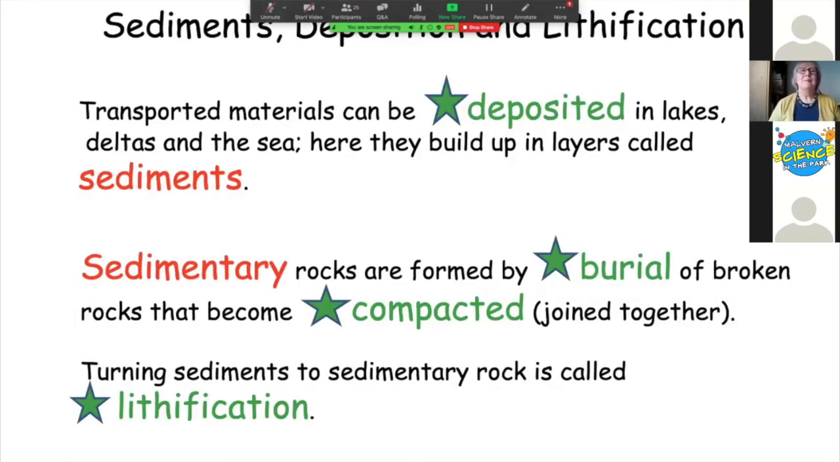So then what happens to it? It's taken downhill, obviously. Very few things can actually move uphill on their own. And it's deposited, sometimes in lakes, sometimes in a delta at the coast or at the sea. And here it builds up in layers called sediments.